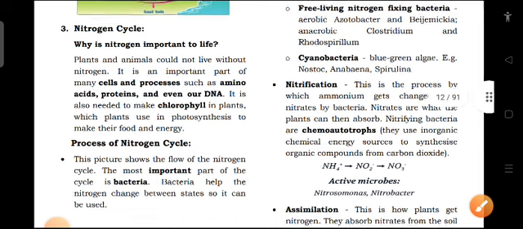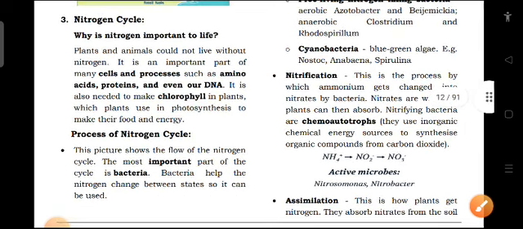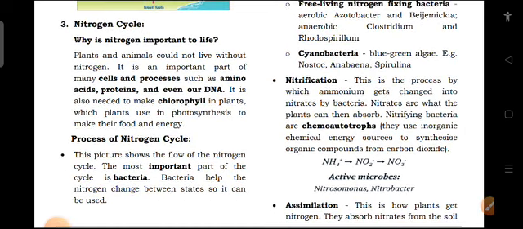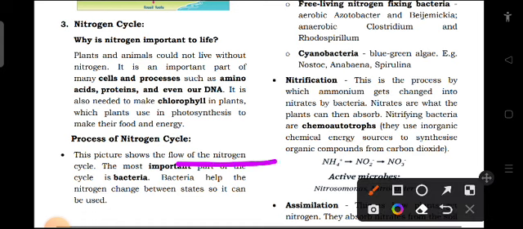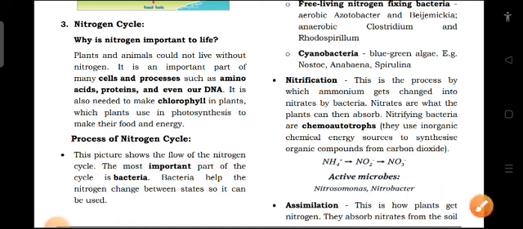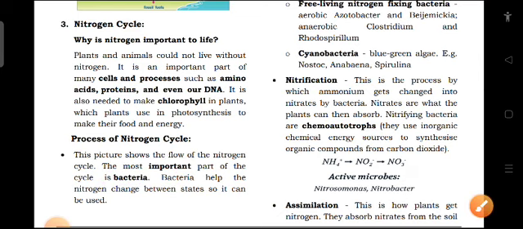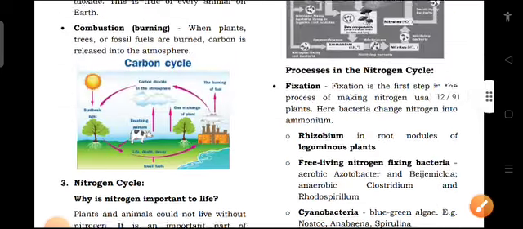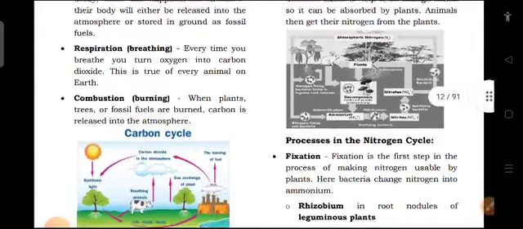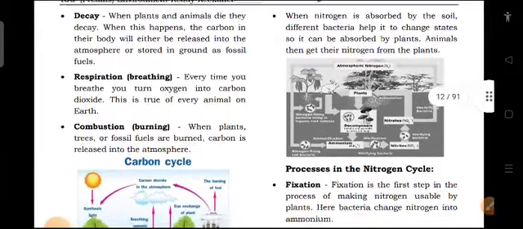Now we will begin with the process of the nitrogen cycle. This picture shows the flow of the nitrogen cycle. The most important part of the cycle is bacteria. They are called nitrogen fixing bacteria, right? Bacteria help nitrogen change between states so it can be used. So we will look at this particular cycle.